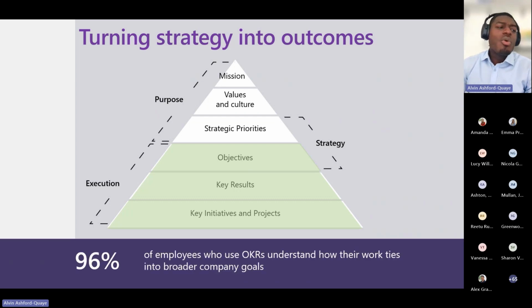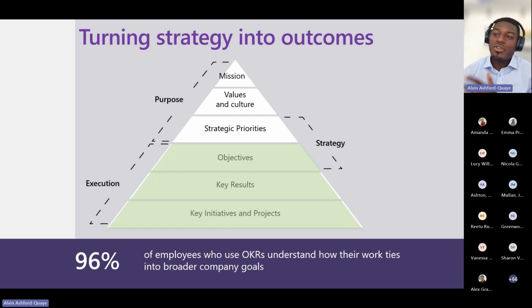And what we're saying here is 96% of employees who use OKRs understand how their work ties into the broader company goals. And that is probably one of the toughest parts that the communication team has to communicate on a regular basis. To the best of my knowledge, this is being done through information that's being placed on the intranet, so delegate access or leadership communication into the business. This is being done through email. This is also being done through town halls at certain periods of the year and so forth.